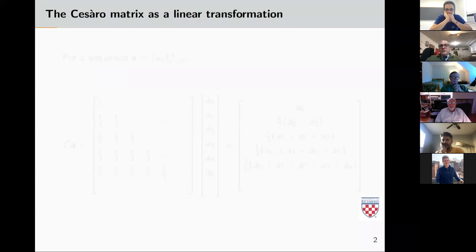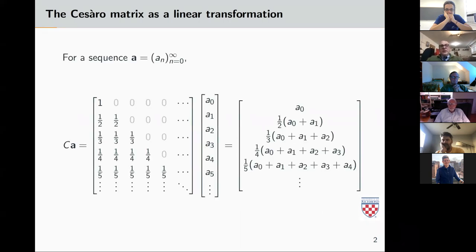I want to look at this as a linear transformation on the set of all complex sequences. For any sequence of complex numbers, I make that a column vector, and then left multiplication by the Cesaro matrix gives you these averages. This is the average of the first term, the average of the first two, the average of the first three, and so on. Because the Cesaro matrix is lower triangular, I can multiply it by any vector and it makes sense, and I don't have to be concerned about any convergence issues or anything like that.